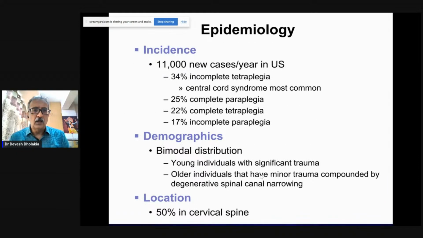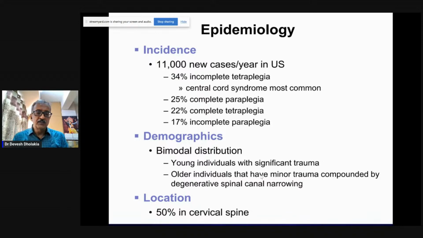There are about 11,000 new cases per year in the US. So you can expect in India it will be much more, looking at our population and looking at our safety industry, while people work on high skyscrapers or climb trees, etc. Out of these, 34%, that is one third of them, are incomplete tetraplegia. 25% is complete paraplegia, 22% is complete tetraplegia and 7% is incomplete paraplegia. I'll come to this terminology a little later.